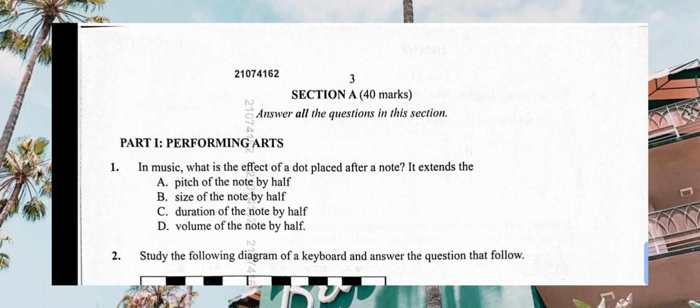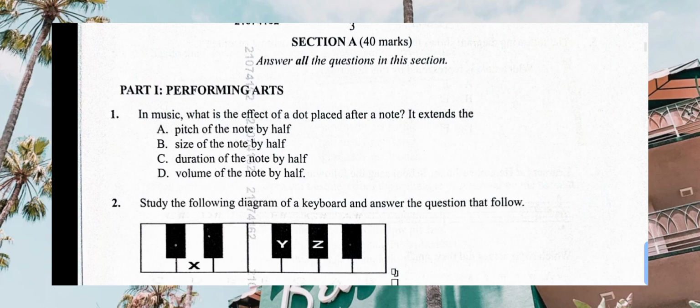Let's start with Section 1, which is 40 marks. They are telling you to answer all questions in this section. This Section 1, Part 1, is about performing arts. Performing arts is normally known in primary as the music part. So let's start with the first question.